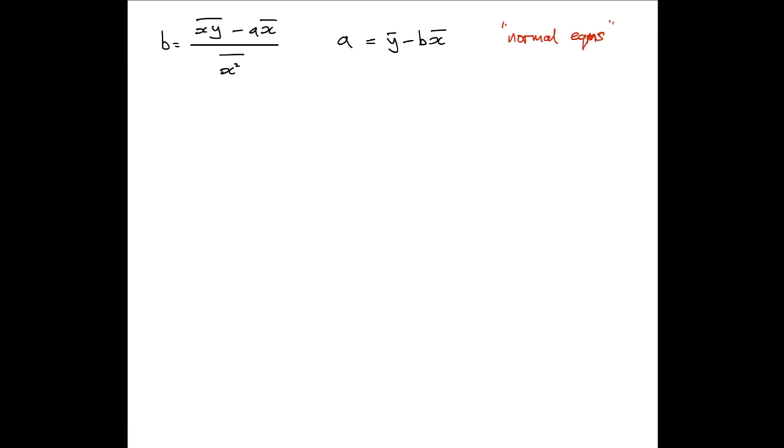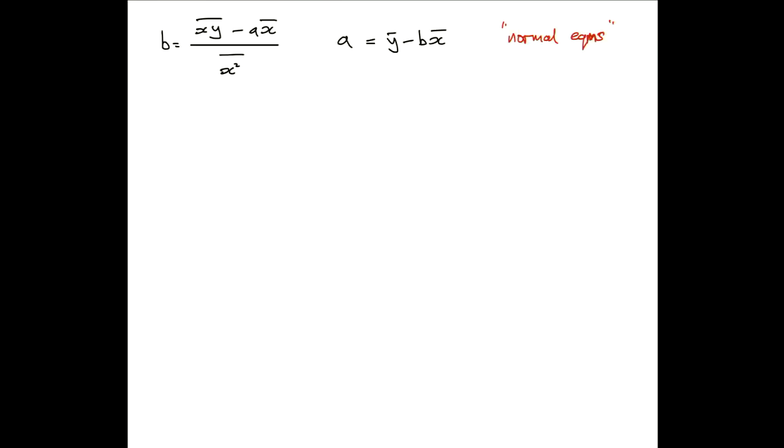But we've got B in terms of A and A in terms of B. So that's a problem. What we'd really like is to have our expression just in terms of the data. And the data is just X and Y. So we want B to be a function only of the data.